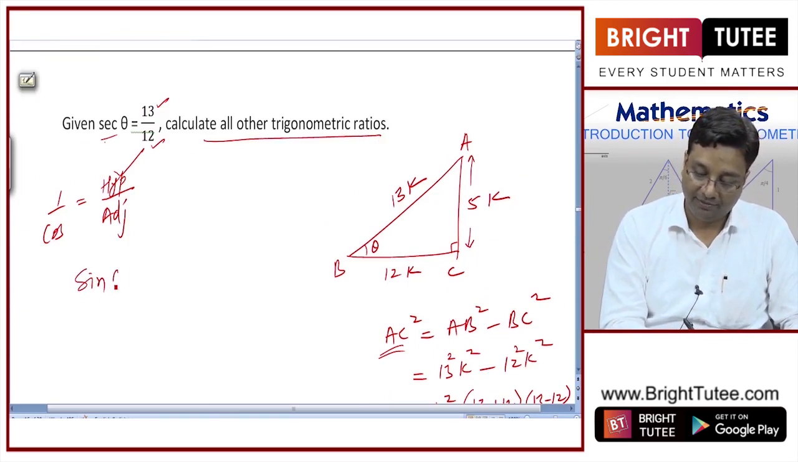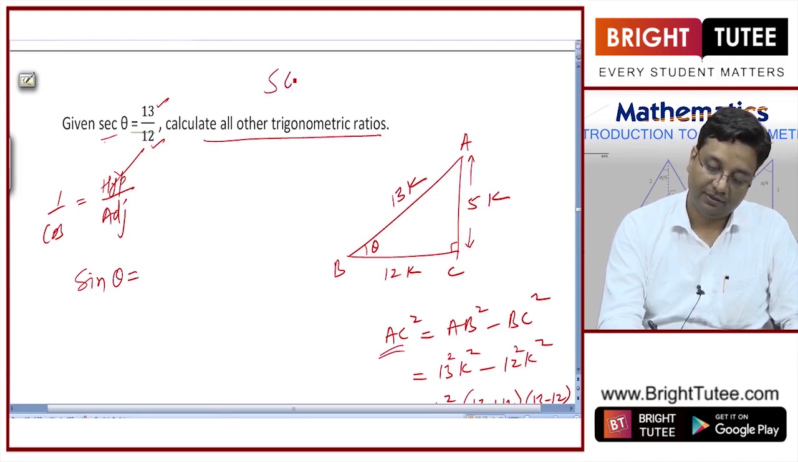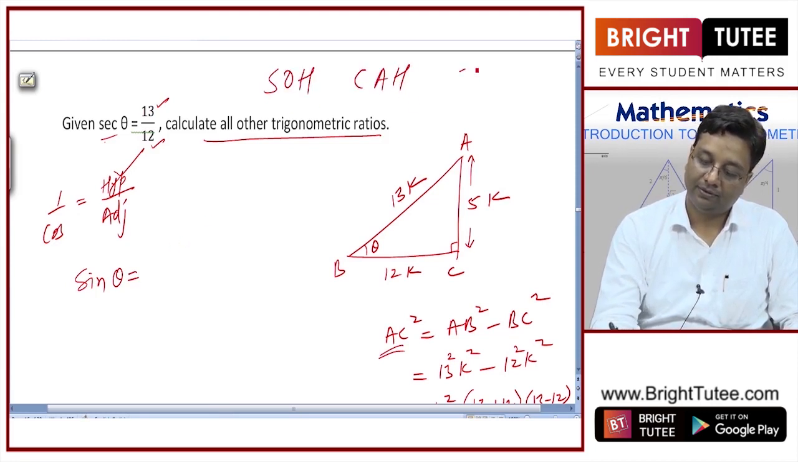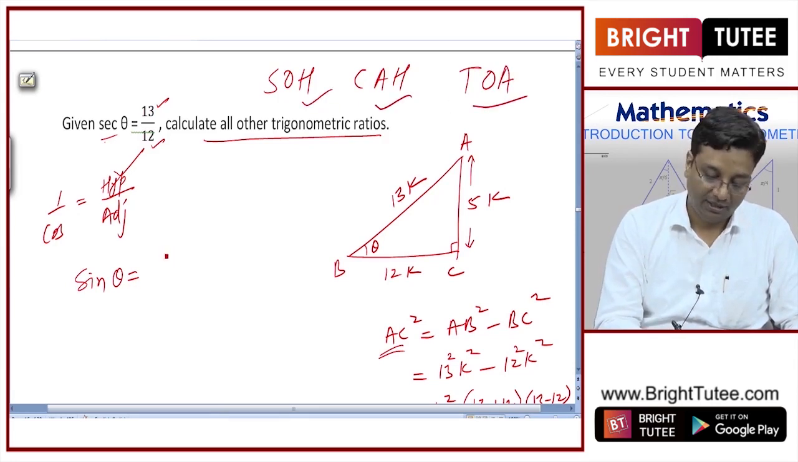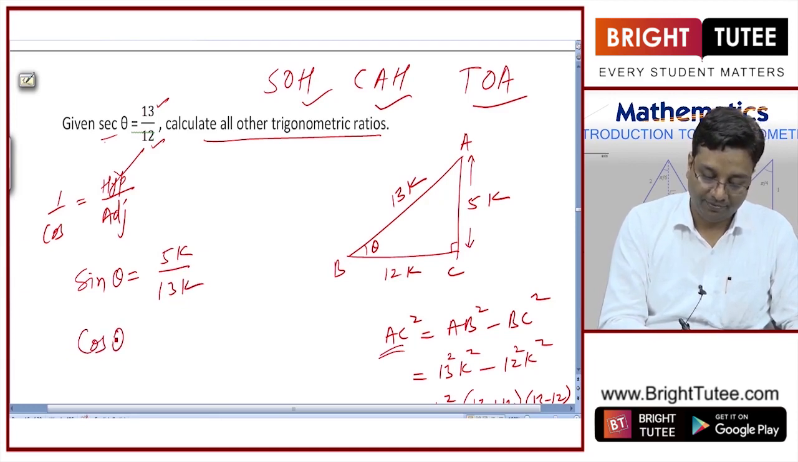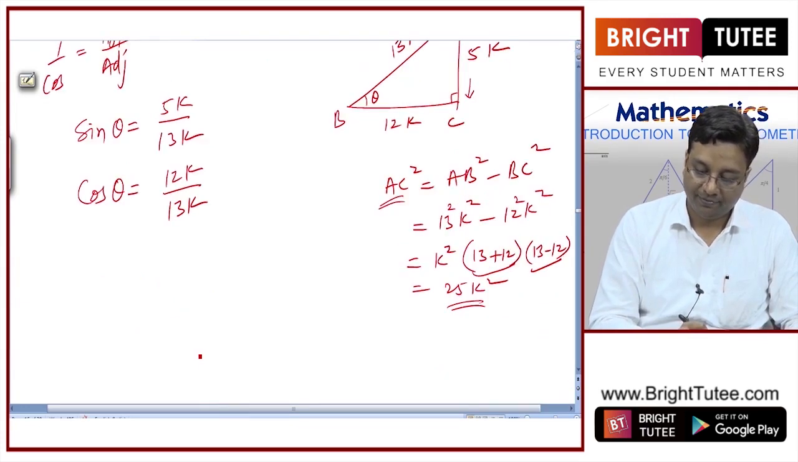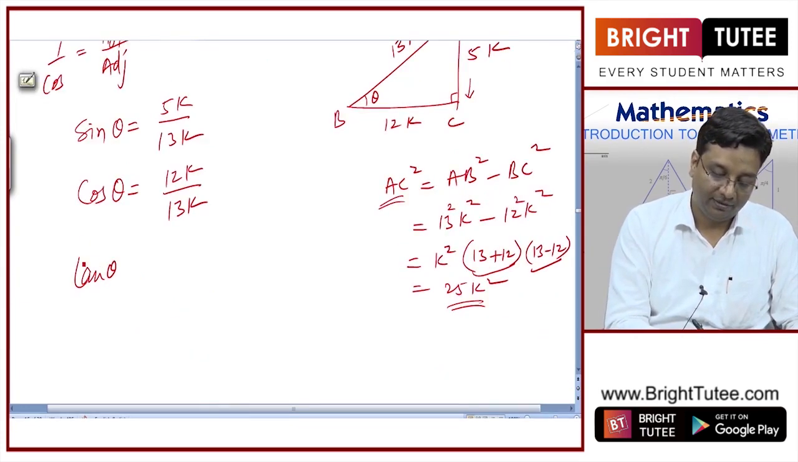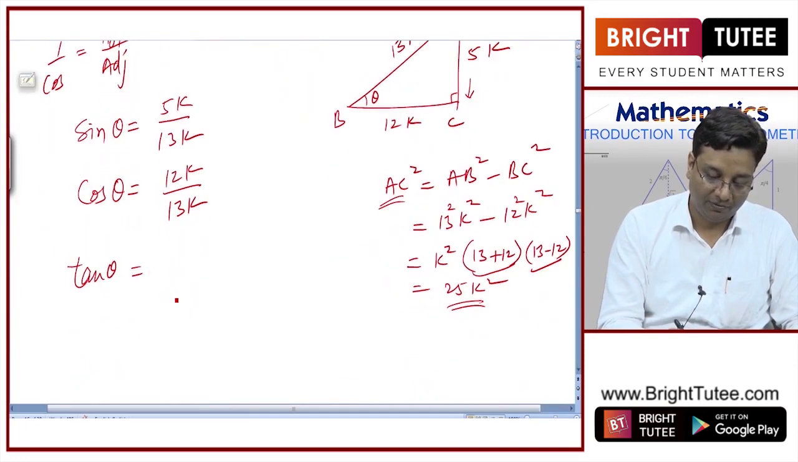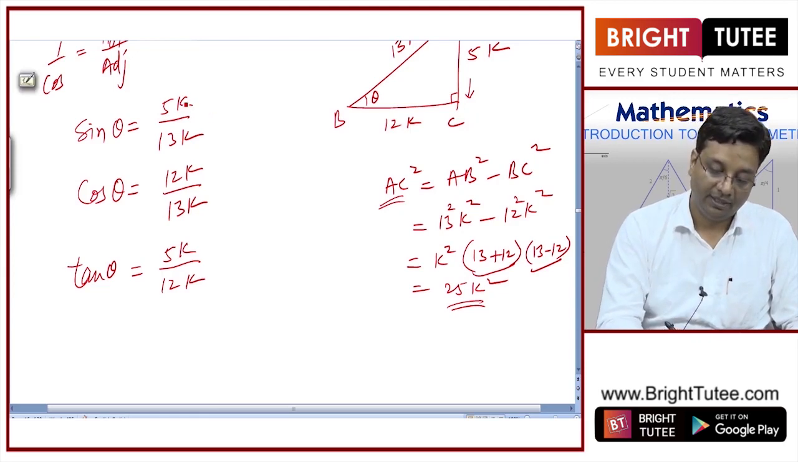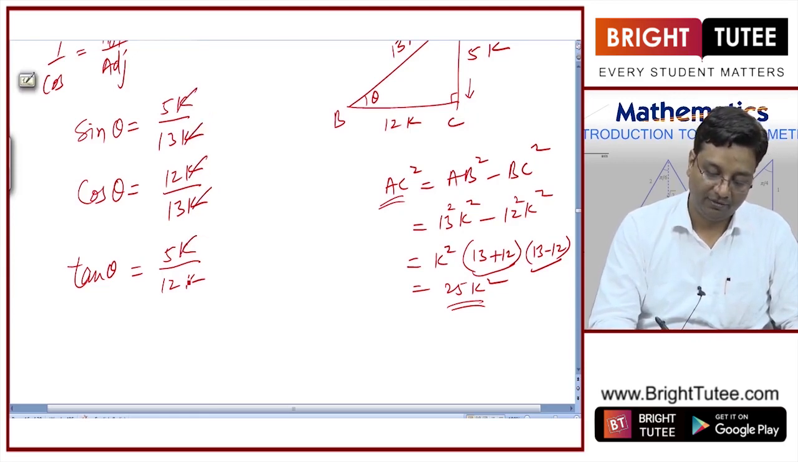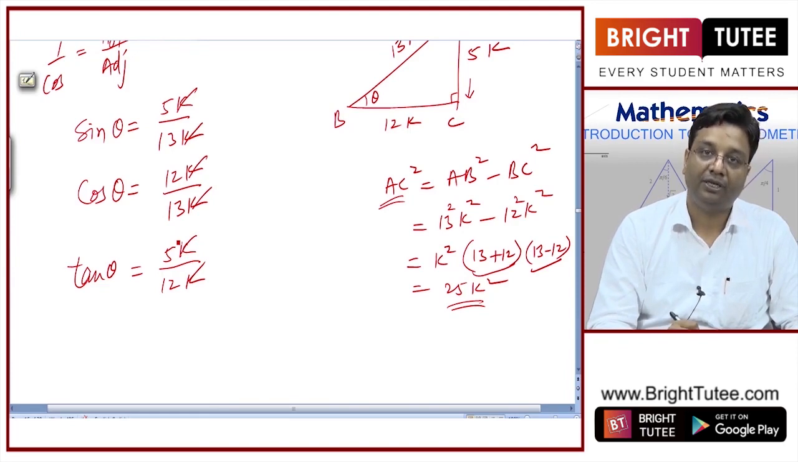Okay. So all the other trigonometric ratios. Tell me about sin theta. You just see these and tell me the ratios. What is sin theta? It is 5k upon 13k. What is cos theta? It is 12k upon 13k. Right. What is tan theta? Tan theta is 5k upon 12k. Okay. K can be cancelled. So your final answers will be 5 by 13, 12 by 13, 5 by 12.